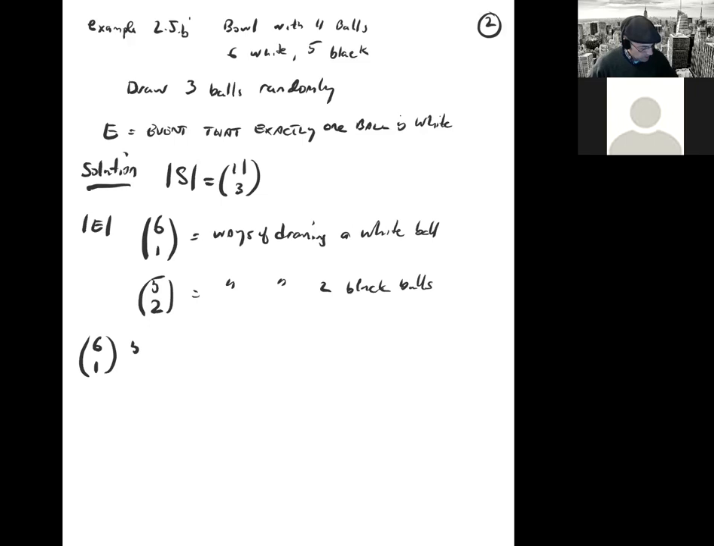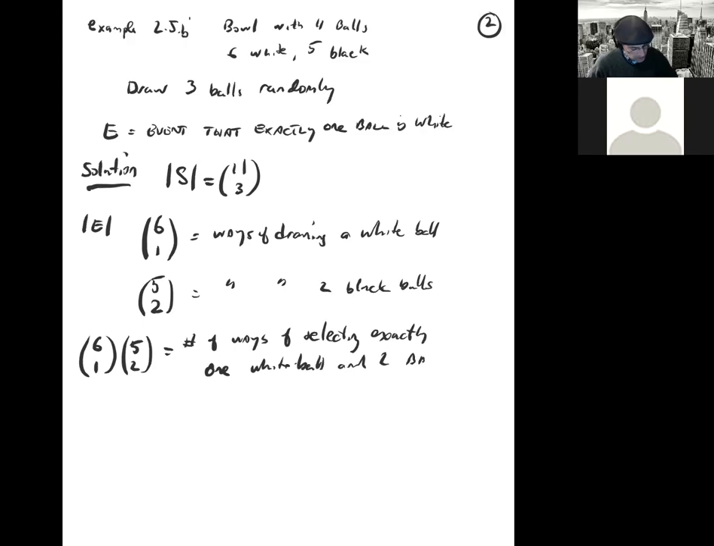6 choose 1 multiplied by 5 choose 2. This is the number of ways of selecting exactly one white ball and 2 black balls. Okay, so that's the size of E. That's exactly the size of E.